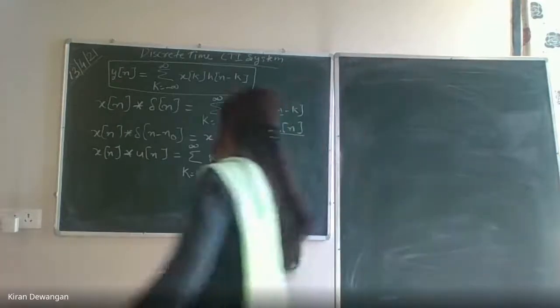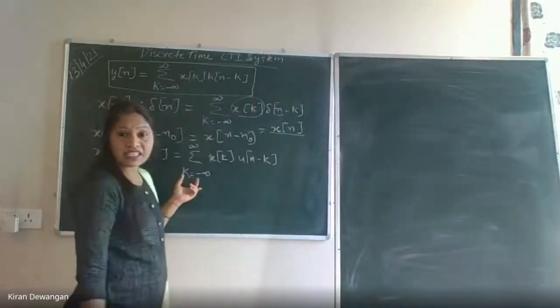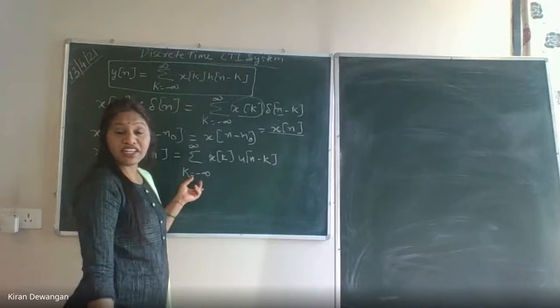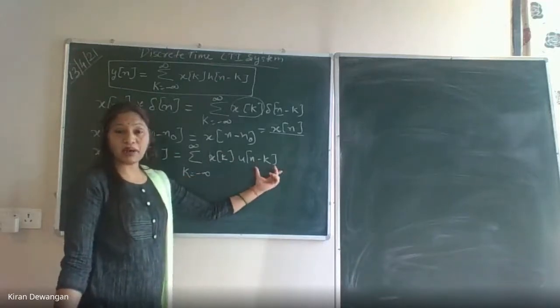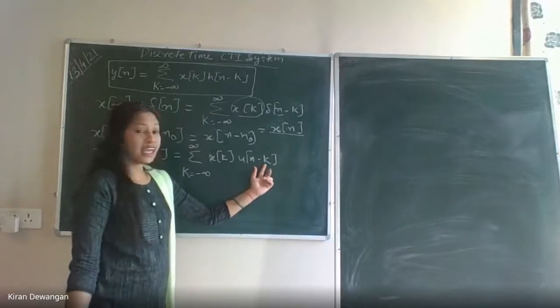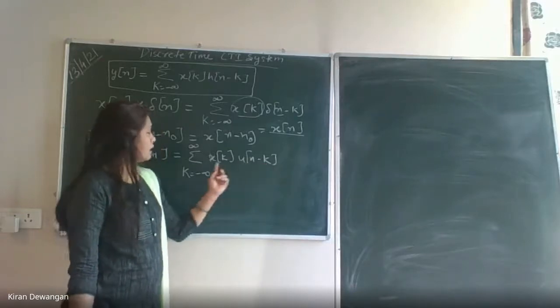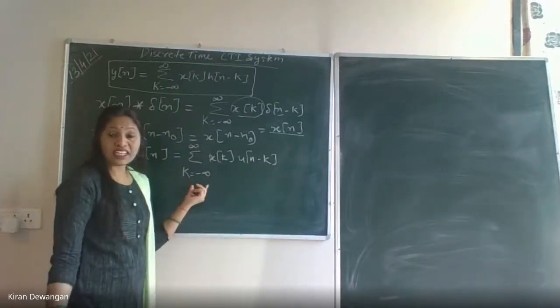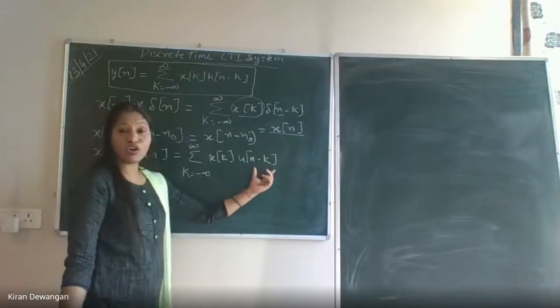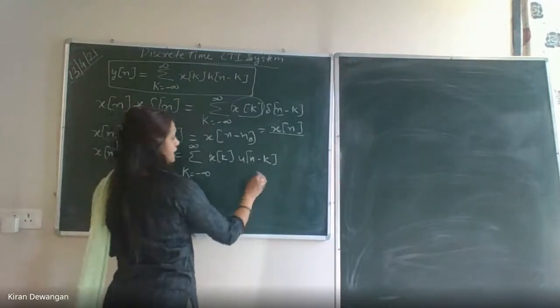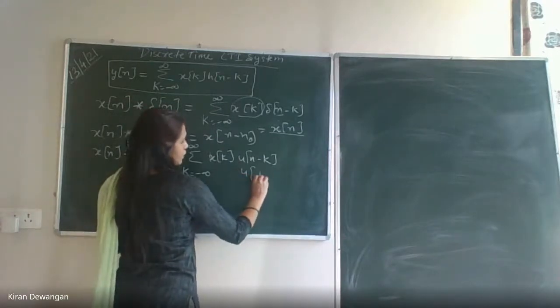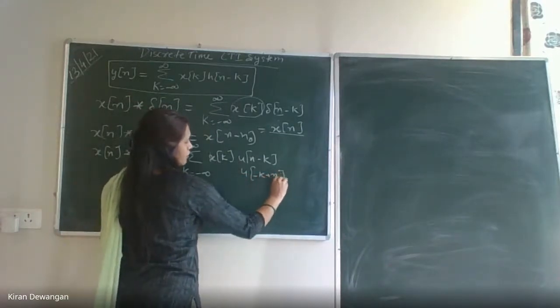Yes, correct. It will exist from minus infinity, not infinity. This is because it is u of n minus k. Here k is the variable, and we have to just focus on that. It is not n. N is not a variable. It is actually like u of minus k plus n.